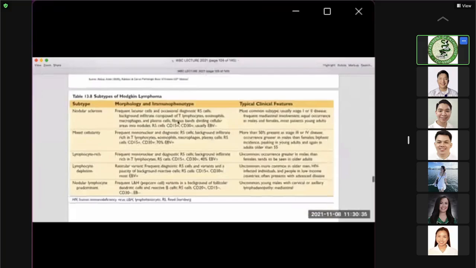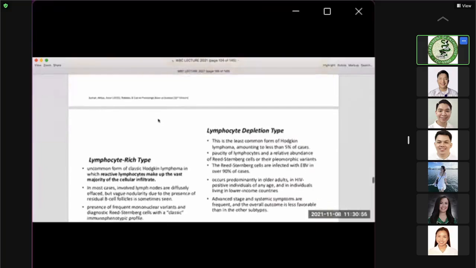Okay, so this is a table that will differentiate the different types of Hodgkin's lymphoma morphologically and immunophenotypically. So familiarize yourself with this one. And what are the features that we observe in these different types of Hodgkin's lymphomas?